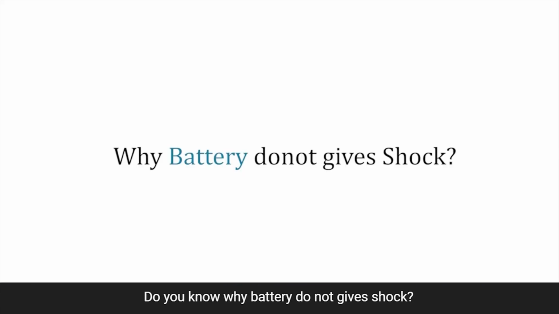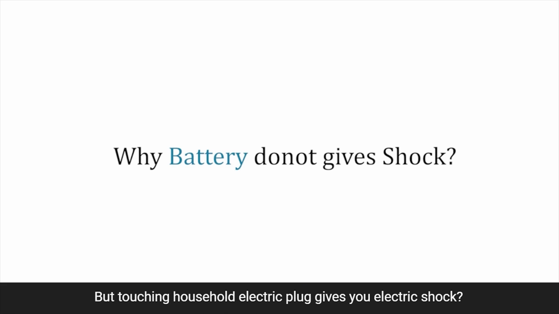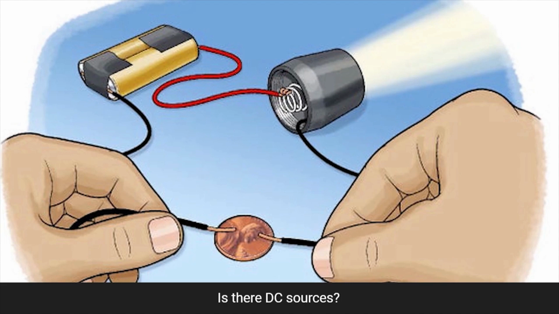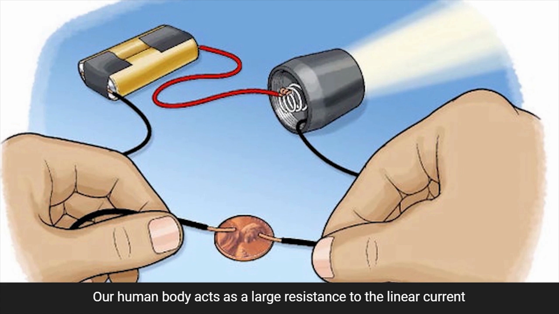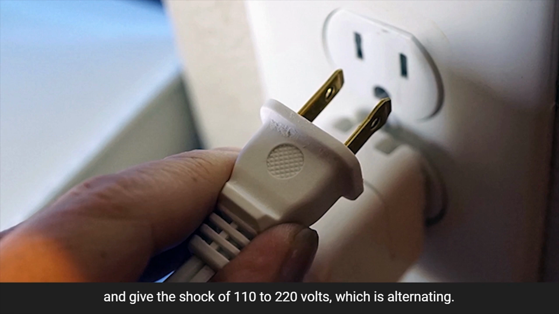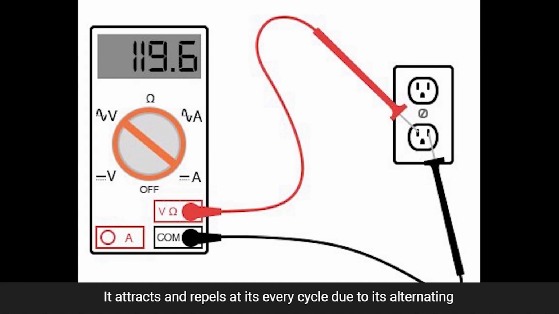Do you know why batteries do not give shock, but touching a household electric plug gives you an electric shock? Let me tell you. Batteries store a small amount of electric energy, ranging from 5 volts to 12 volts or more. As they are DC sources, our human body acts as a large resistance to the linear current flow from the battery. This is the reason we do not get an electric shock. On the other hand, our household supply works on AC and gives us a shock of 110 to 220 volts, which is alternating. It attracts and repels at every cycle due to its alternating nature.